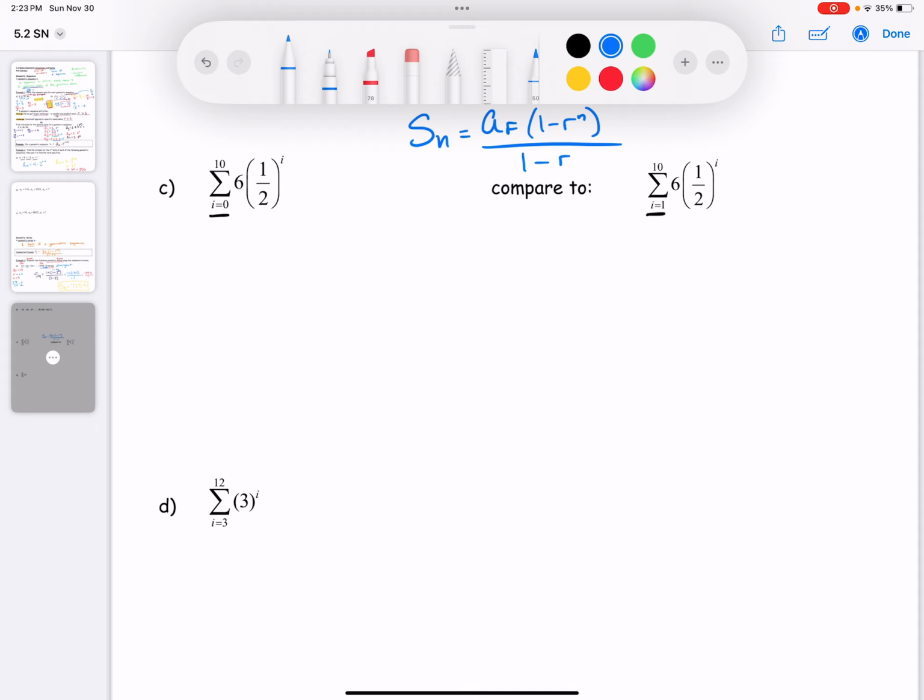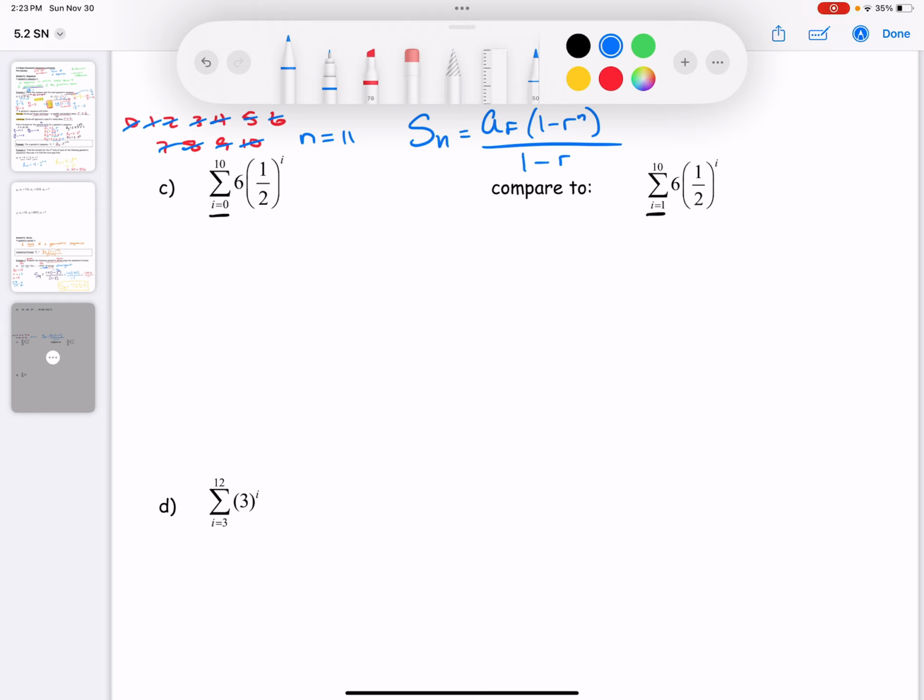So for this first one, we're starting at 0 and we're going up to 10. If we're counting how many terms that is: 1, 2, 3, 4, 5, 6, 7, 8, 9, 10, 11 terms. Since we include 0 in there, it adds that extra term. So it brings our n up to 11.